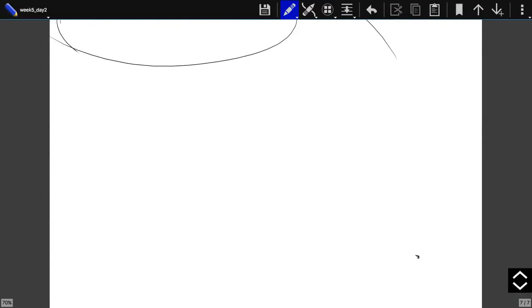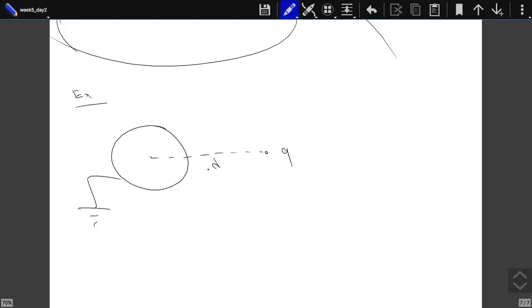Not necessarily. We also solve this problem. Nothing is infinite. We have a conducting grounded sphere, a point charge here, at a distance d. The radius was r.